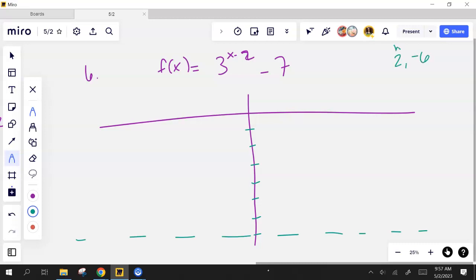2, -6. This is h, a plus k, right? 2, -6. Now pick a point. I would probably do 3 here if it was me. I tend to go 1 to the right, and the reason for that is it makes your exponent 1. It just makes it a little easier. There's no right or wrong here. You can pick whatever point you want.